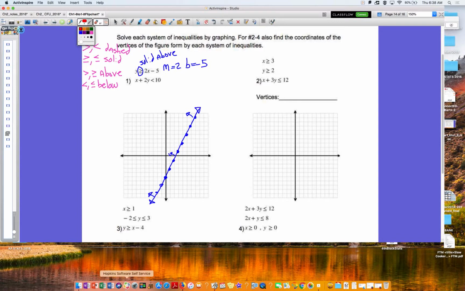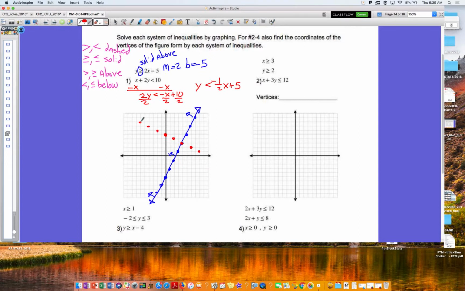All right, so the next one, I've got to get y by itself. So I have to subtract x. So I have 2y is less than negative x plus 10. Divide everything by 2. So y is less than negative 1/2 x plus 5. For this one, I'm starting at a positive 5: 1, 2, 3, 4, 5. Then it's a negative 1/2. Sorry, my negative got mixed up with my fraction there, but here we go anyway. Negative 1/2 is down 1 to the right 2. Down 1 to the right 2. Oh, we got the point of intersection, which is basically your vertex.